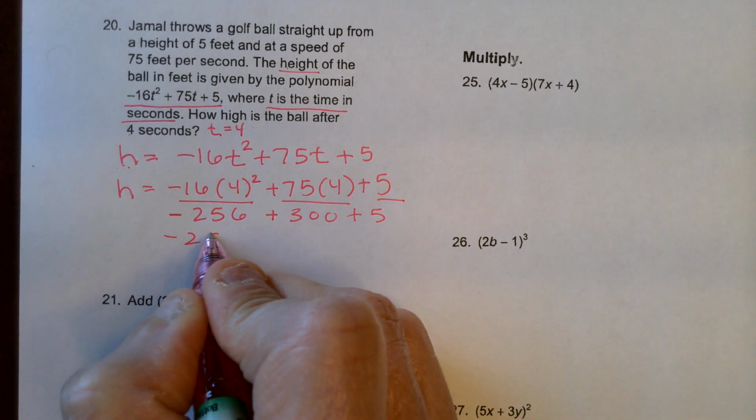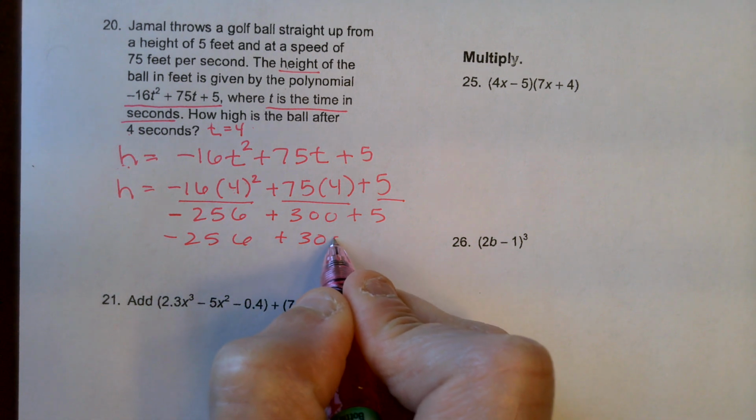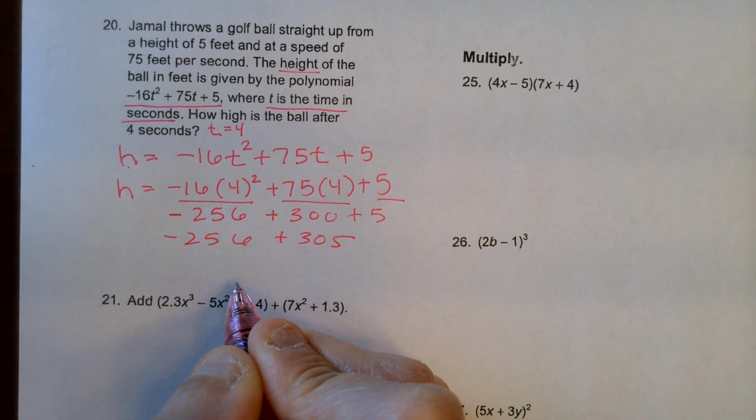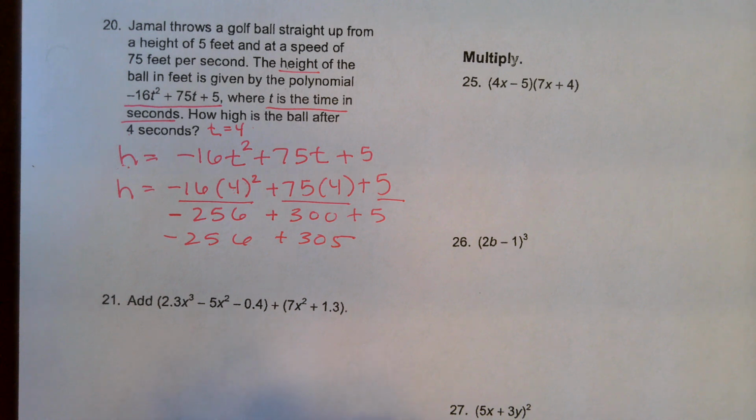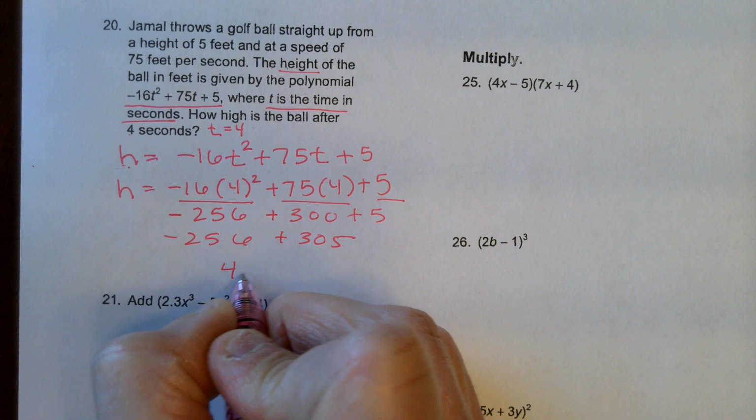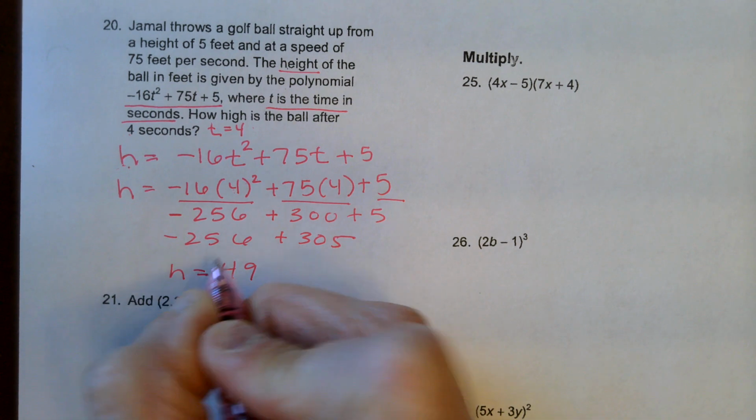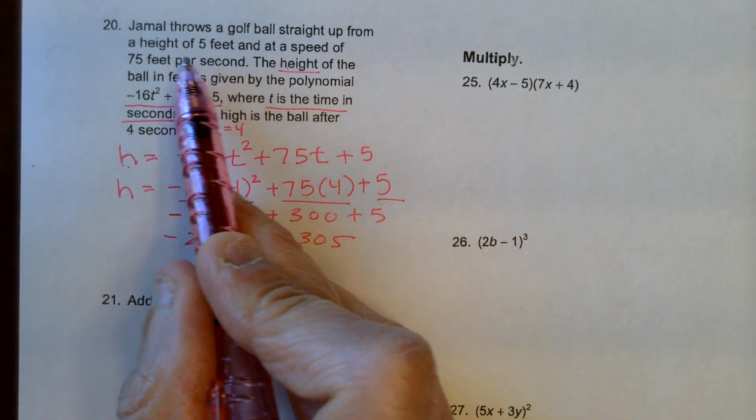Okay, so I have negative 256 plus 305, and that is what? 49, I think. Is that 49? Good, just making sure I'm adding right. Height is 49. What unit? Feet.